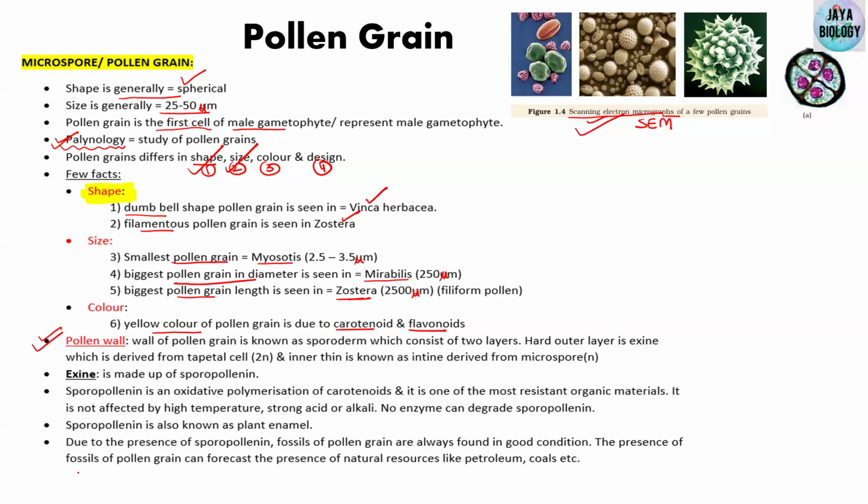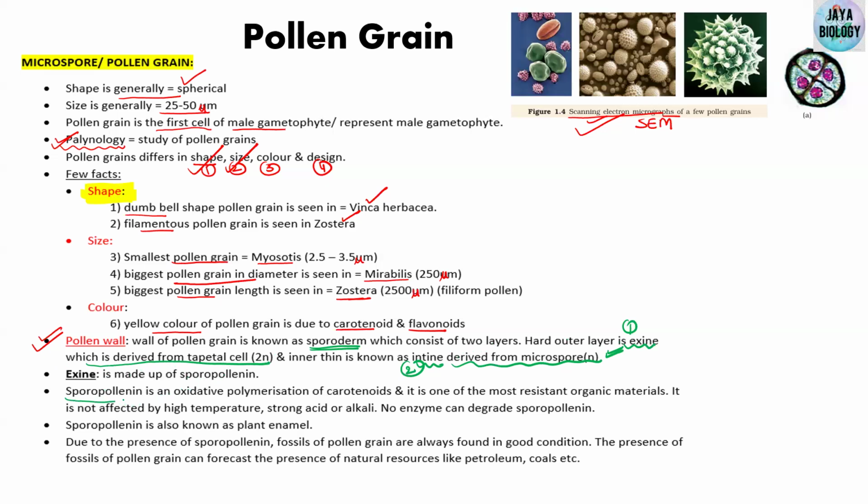Pollen wall is also known as a sporoderm, and sporoderm consists of two layers. Outermost layer is known as exine and innermost layer is known as intine. Exine is the one which is derived from tapetal cell and intine is derived from microspore, or you can say it is made by microspore. So exine, its origin is from tapetal cell, that is why it is diploid in nature, or you can say sporophytic in nature. And intine, which is made by the microspore, which are haploid, so it is gametophytic in nature.